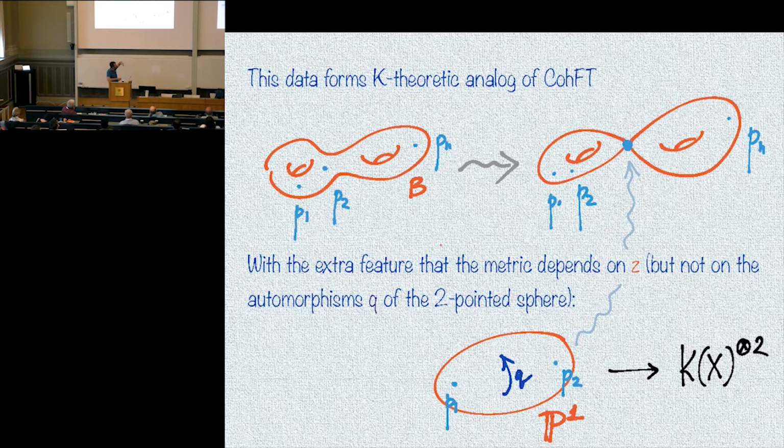The only difference with cohomology is the metric you use to glue, the metric you compute as a 2-point invariant on a sphere. So something in two copies of K of X, and that metric is not the Poincaré metric, it's something that depends on the degree variable z. It's some non-trivial metric. People call it a glue metric. It depends on z, but doesn't depend on the automorphism here.